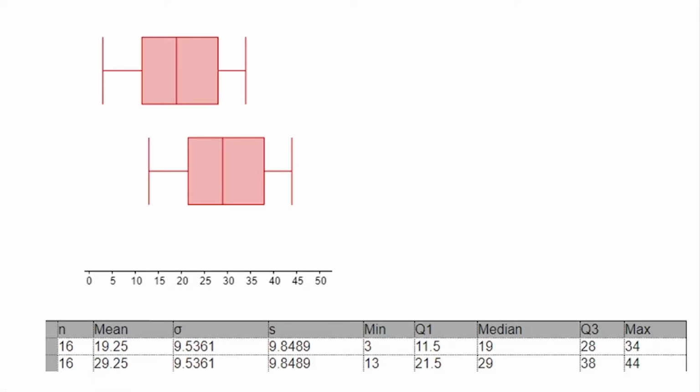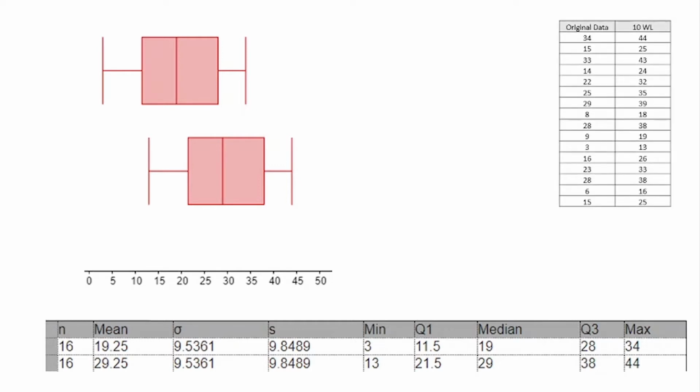Here I have the box plots for two sets of data. One being the original data and one being the original data, but I've added 10 to each specific data item. Having a look at the box plots, they look congruent. They look exactly the same, except one of them has been shifted to the right. It's been shifted to the right by 10.